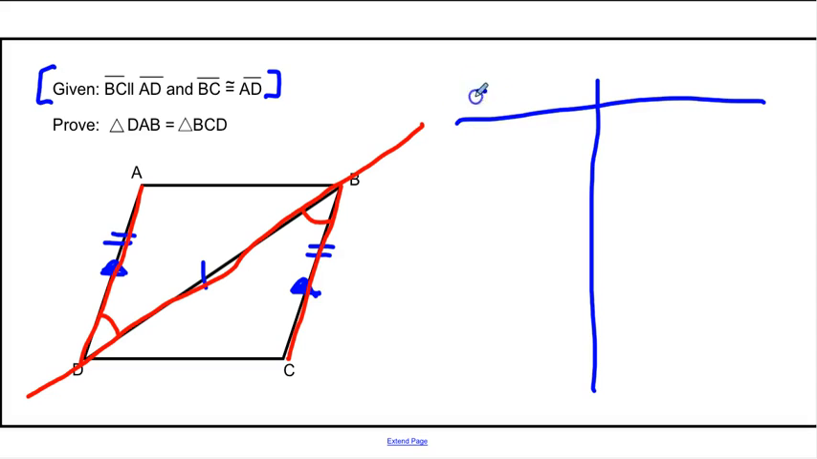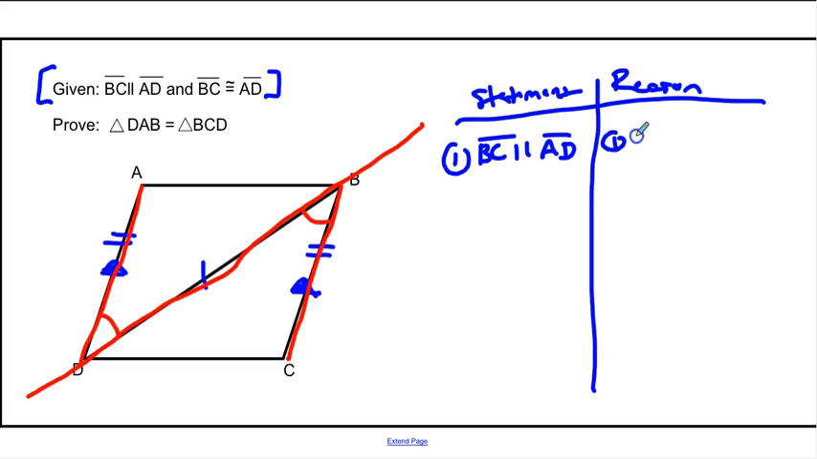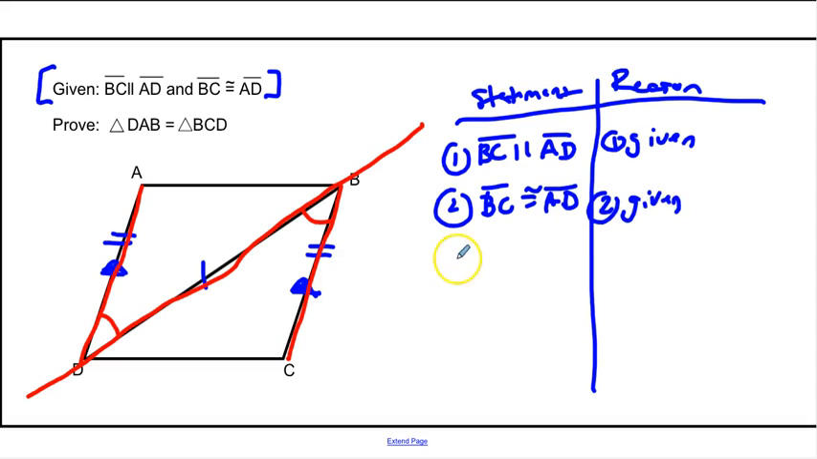Let's go for it. We got a statement over here, and we have a reason. Let's start it off. 1, I know that BC is parallel to AD. That's a given. 2, I know that BC is congruent to AD. How do I know that? It's a given. 3, I know that BD is congruent to BD. And once again, if you can do this on your own, I suggest pausing the video and writing it yourself. But your BD is congruent to BD. That is, remember, the reflexive property.